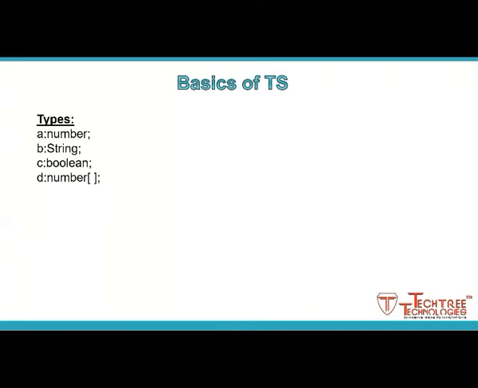The first one is type, and how we define a type. The way we declare a variable using a data type, we do the very same way in TypeScript as well. The syntax is, suppose I want to declare a variable as a number, then a colon number. If we want to declare a variable as string, then b colon string. Similarly for boolean, which is what is on your screen, and for a number type array, the fourth one: d colon number square brackets, for describing it as an array of numbers. So let's move ahead.